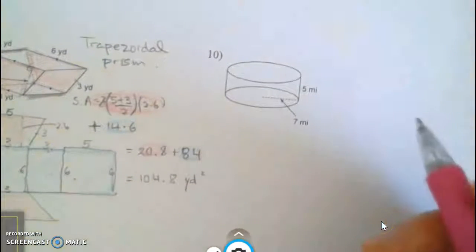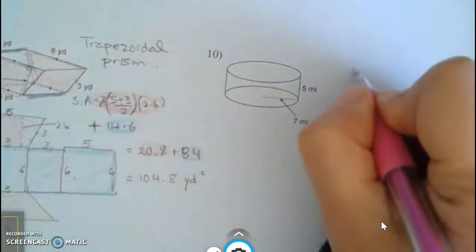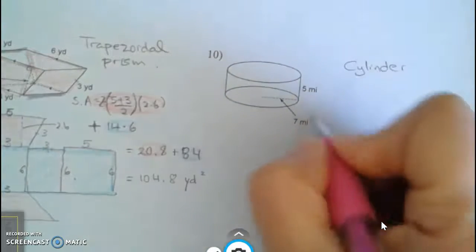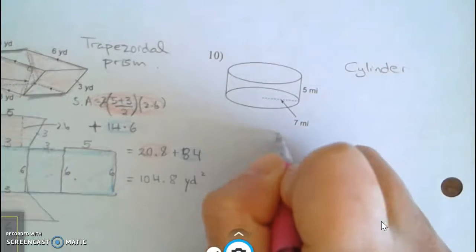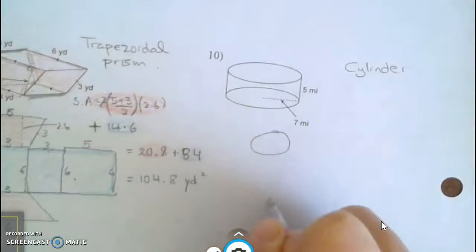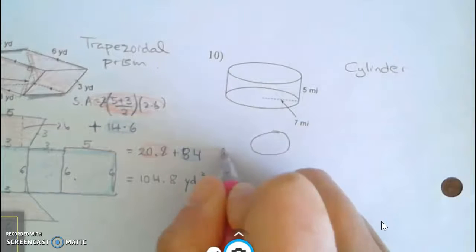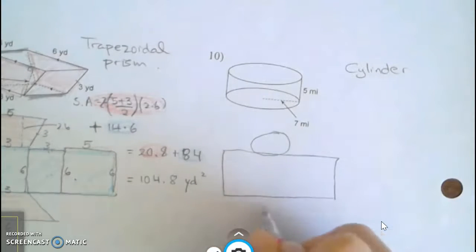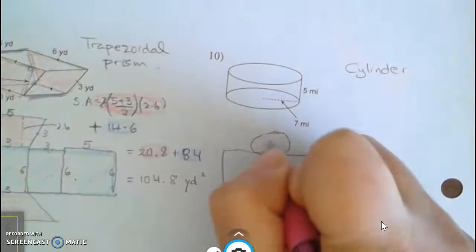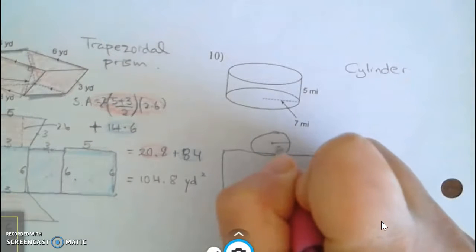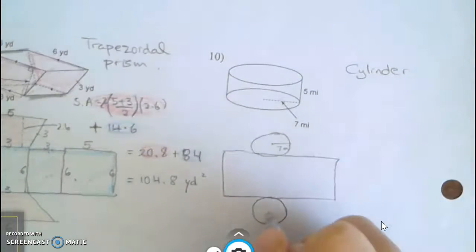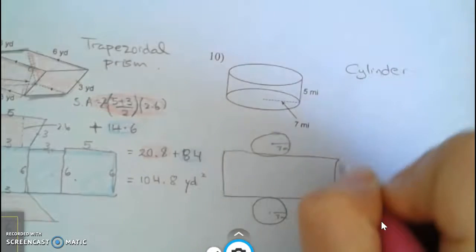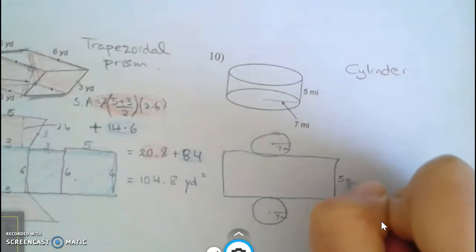Alright, number 10. What do we have here? What shape is this? It is a cylinder. Okay, and what does the net look like? We are going to have a circle at the top, and the circle and the rectangle that wraps around the circle completely, and then another circle at the bottom. And the radius of the circle is going to be 7 miles. And 7 miles. The height of this cylinder is 5 miles.